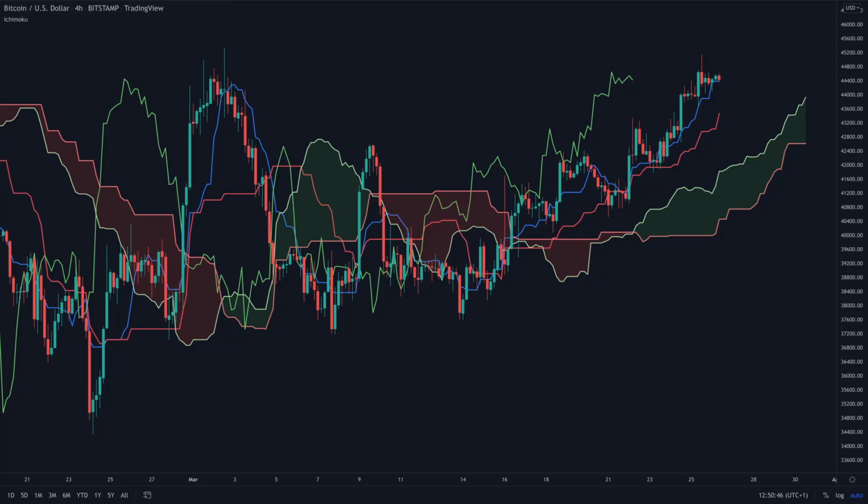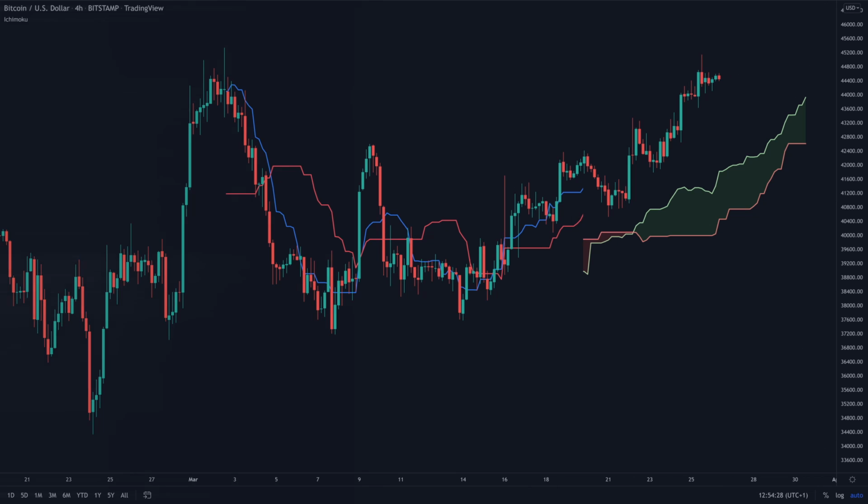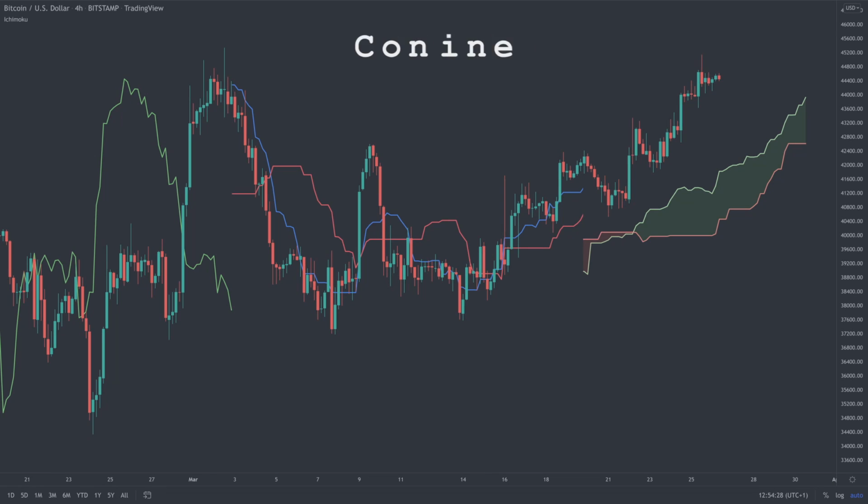The Ichimoku Cloud can look very confusing at the beginning. So let us break it down into three components. These three components are the conversion and the baseline, the cloud and the lagging span. Let's start with the conversion and the baseline.